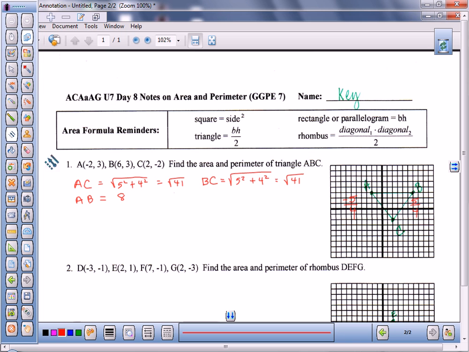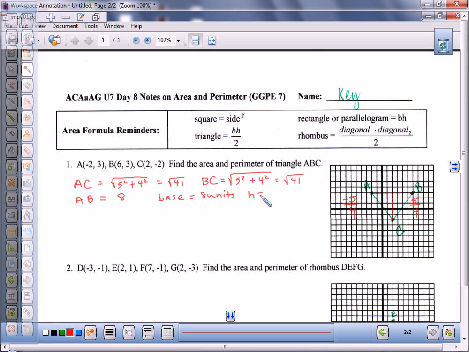With an isosceles triangle, and we talked about this earlier, when we drop down a perpendicular, the perpendicular is a right angle and it bisects the base. So we can drop down this perpendicular to find the height, and we can just count that. The base of this triangle is the side AB, so the base is 8 units. And the height of this triangle, we can count out. The height is 5. So now we have everything we need to find the area and perimeter.